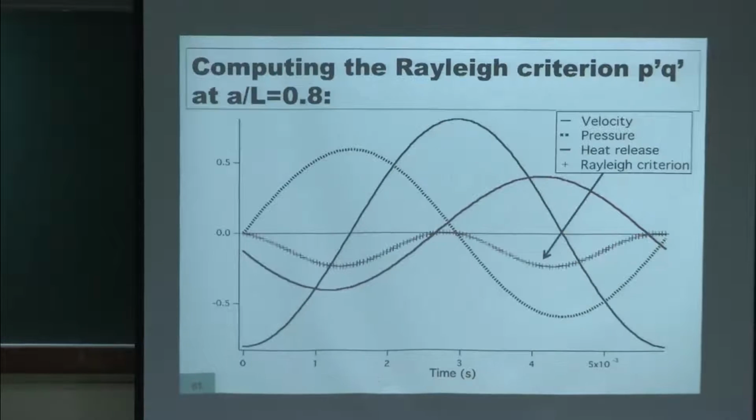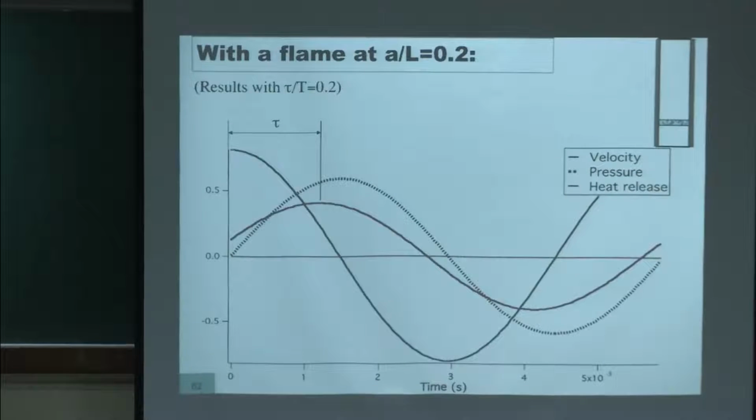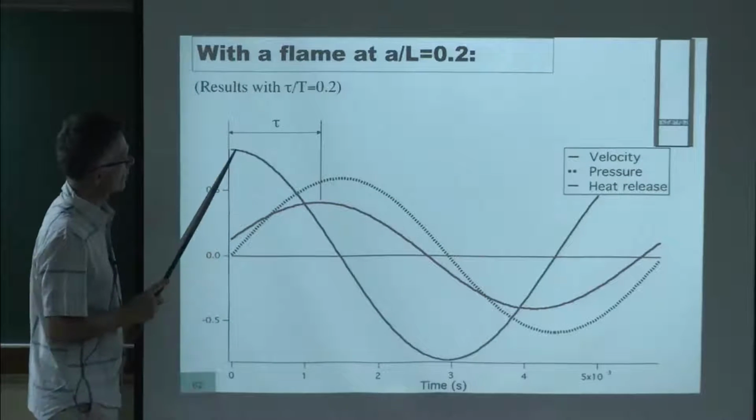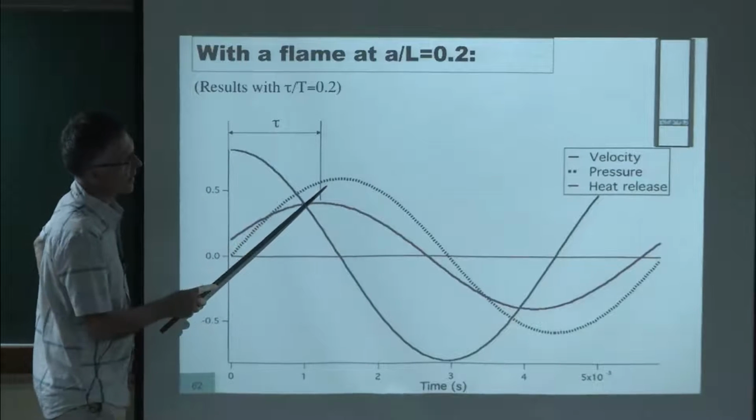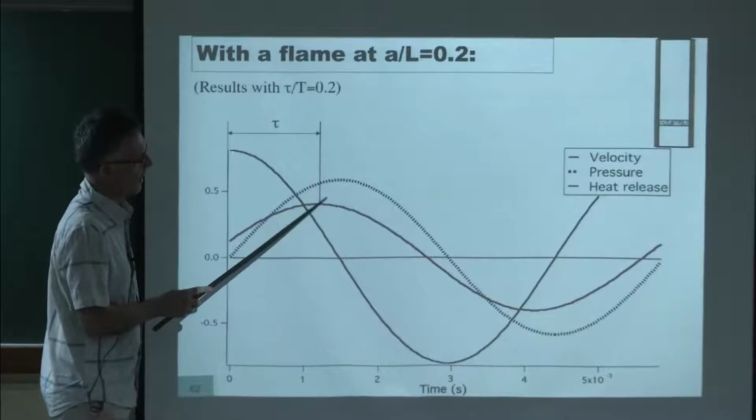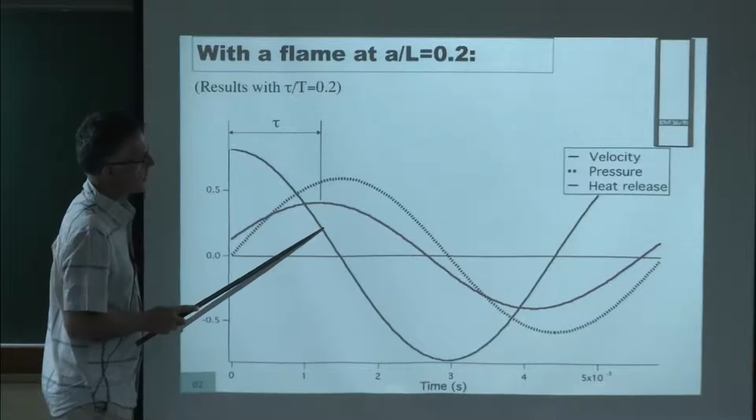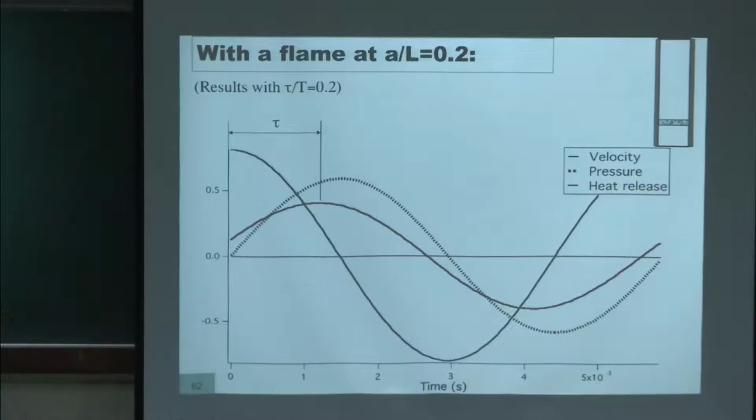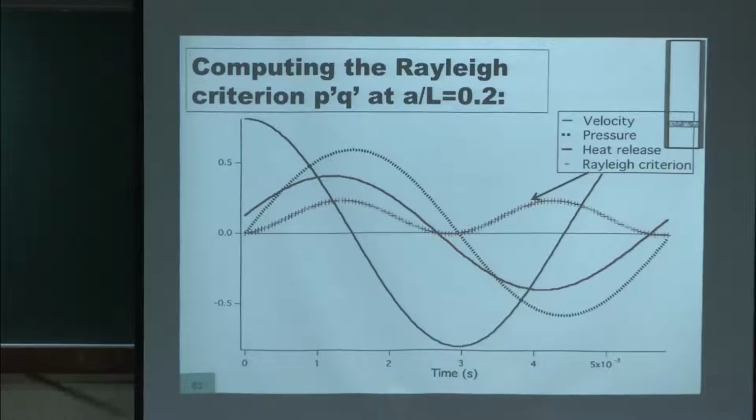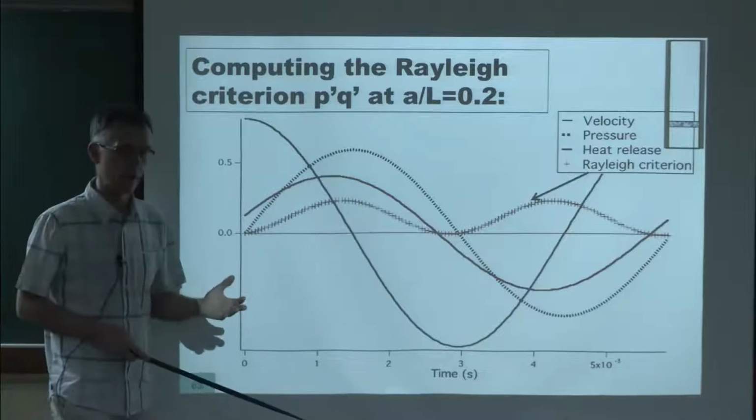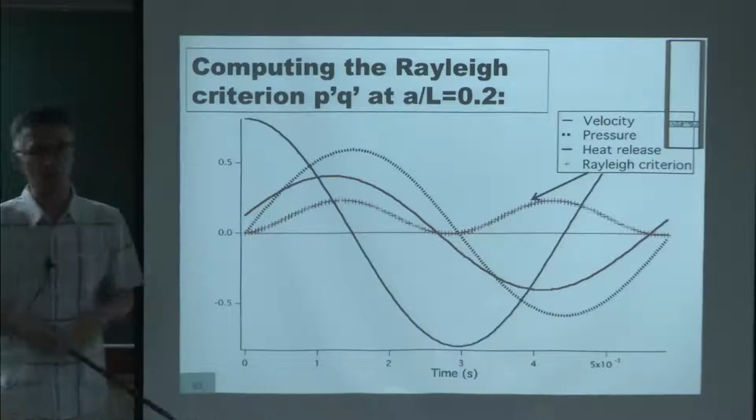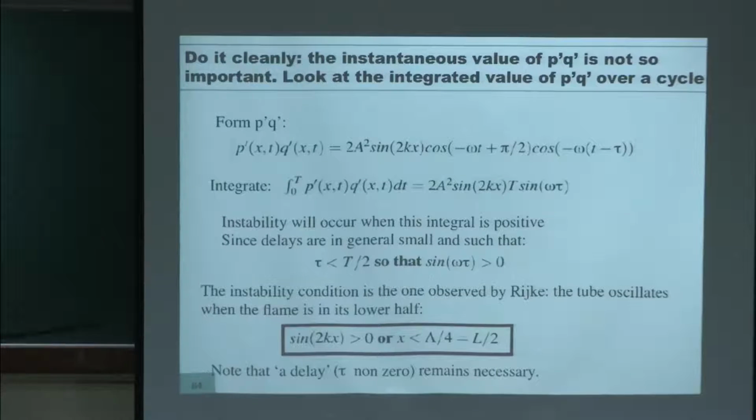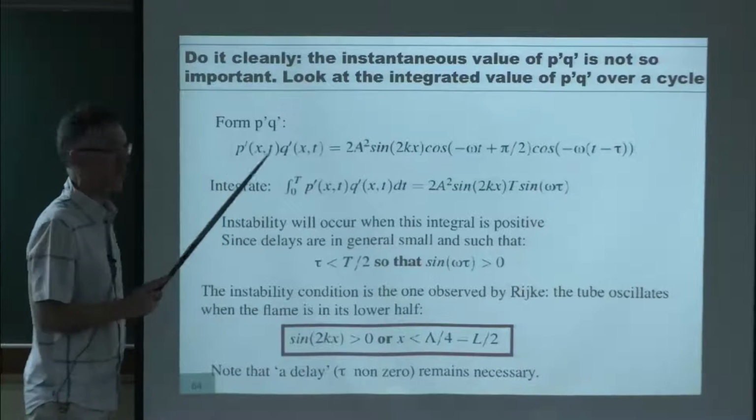Now you can do it at another point. If you take a point at A over L equal 0.2, this is what you obtain. This is velocity. Behind it, you see that heat release is there, and then pressure is this curve. You see that now pressure and heat release are almost in phase. So if you measure them, that's the Rayleigh criterion. It's going to be positive all the time. So it's telling you this case can be unstable. Now I've done it for two specific cases. You can do it completely for any point by constructing the general formula for P prime Q prime.